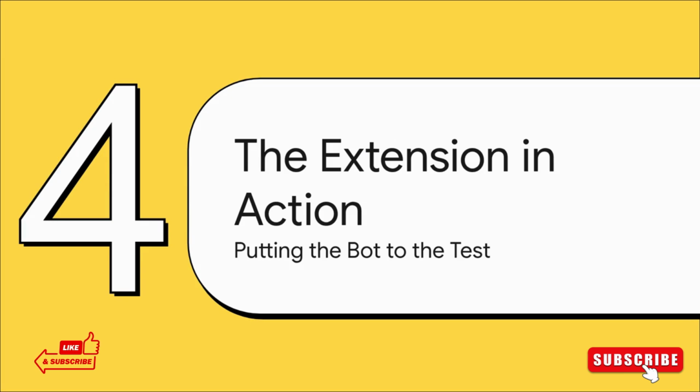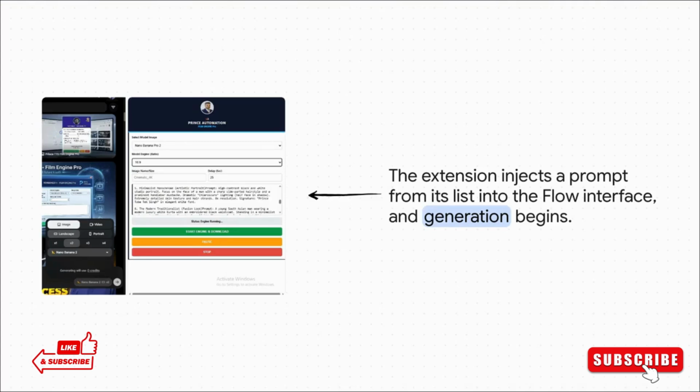Now for the fun part. Let's see how the Prince Automation extension actually performs in the real world. And here we go. This is so cool to see. On the right, you've got our extension, and on the left, you can see it pushing a prompt right into the Google Flow website. The automation is officially up and running.